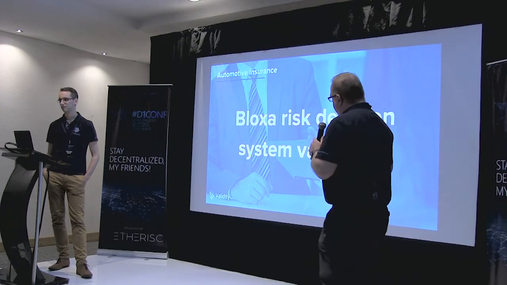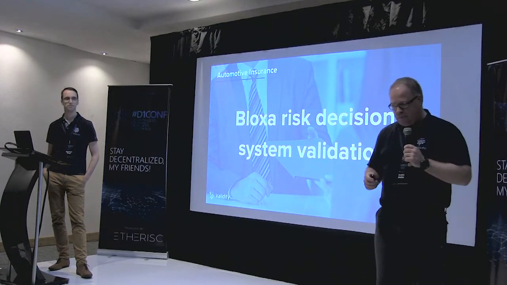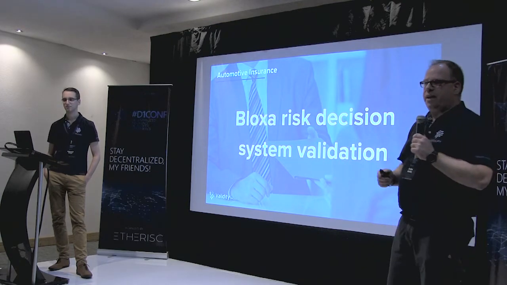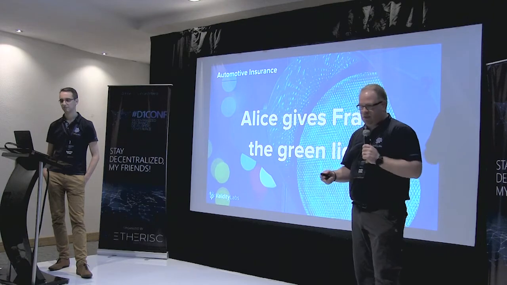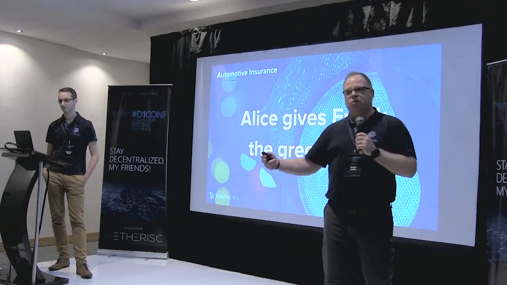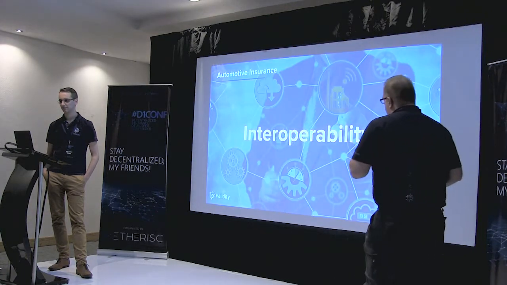And then at some point, he blocks the risk decision management system. Alice decides that everything is fine, and she gives Frank the green light. Green light means he can progress the insurance to the next step. It's not done yet. He doesn't get the money yet, right?